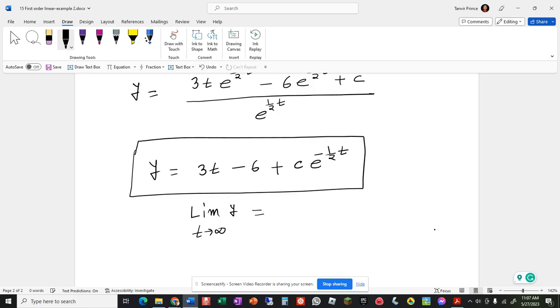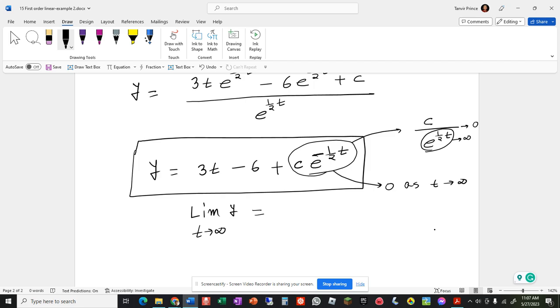And as you can see, this part here, as t goes to infinity, actually goes to 0, because e to the negative half t goes to 0, because the power here is negative half. Another way of seeing it, you can write it down as c divided by e to the half t. And as t approaches infinity, this e to the half t approaches infinity, and some constant c divided by infinity, a very large number, approaches 0.